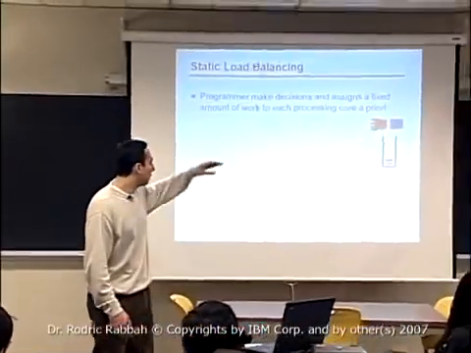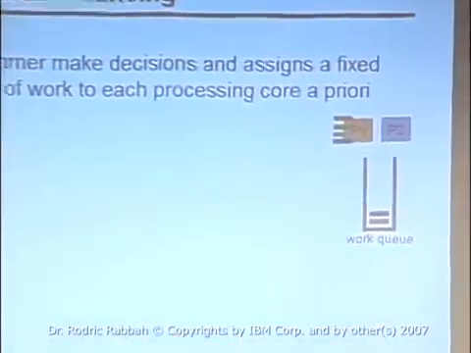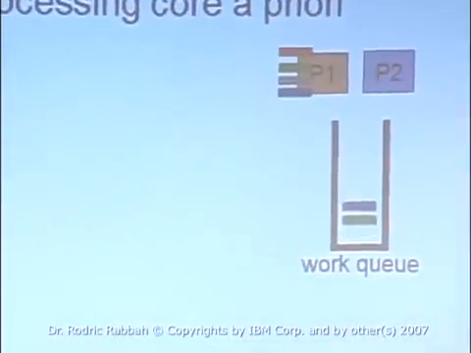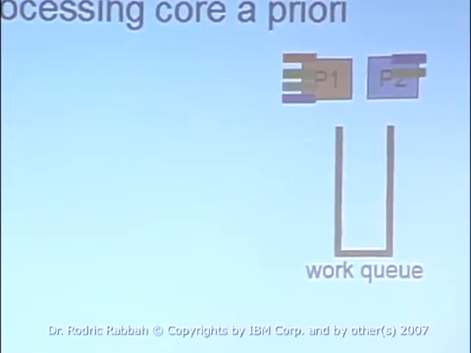And so in this case, I have a work queue. Each of those bars is some computation. I can assign some chunk to P1, processor 1, some chunk to processor 2, and then computation can go on. Those allocations don't change.